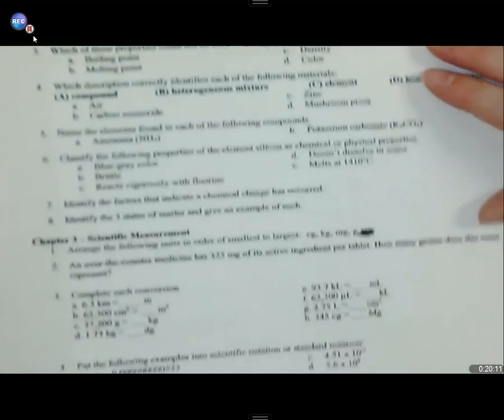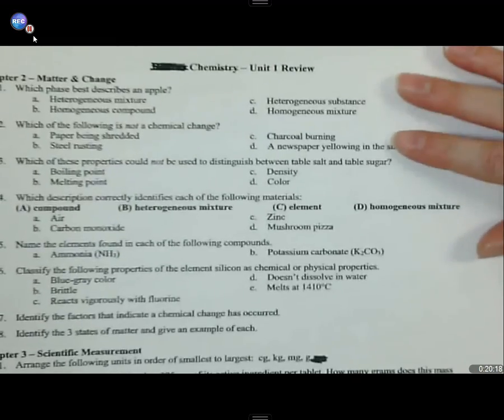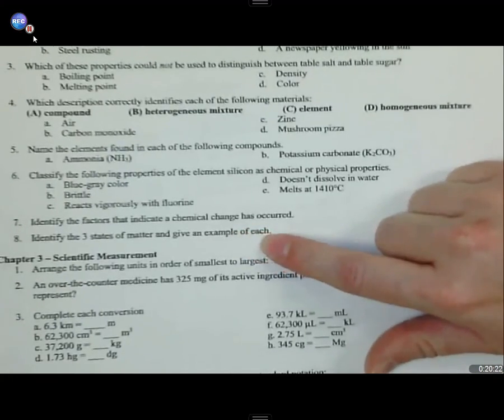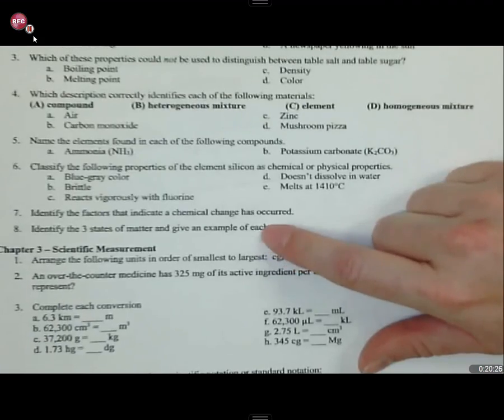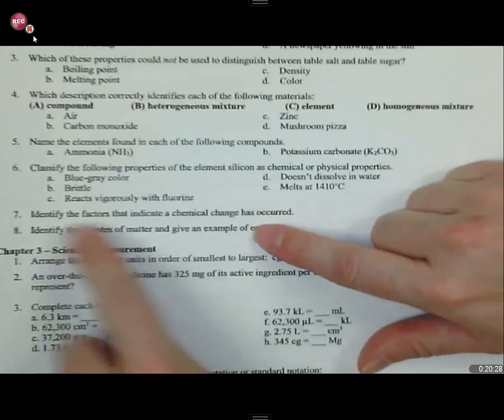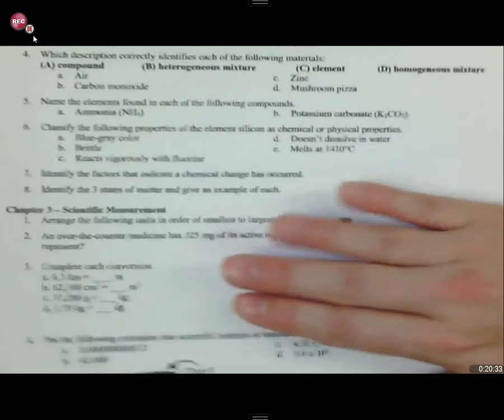Then complete this worksheet. It is posted on Google Classroom for you. And if there's anything in here that you're not sure about, ask me. And then make sure, like right here, the 3 states of matter, know that there is a 4th one. It's plasma. And give an example of the 3 that we know about here. Okay? So complete this and submit it.